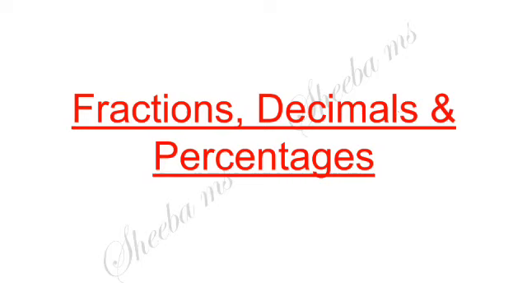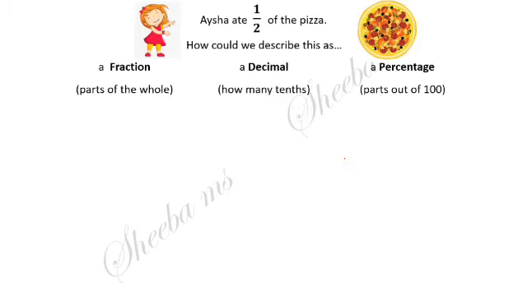So let us learn fractions, decimals and percentages. Let us take an example. Aisha ate 1 by 2 of a pizza. How could we describe this as a fraction, a decimal and a percentage?